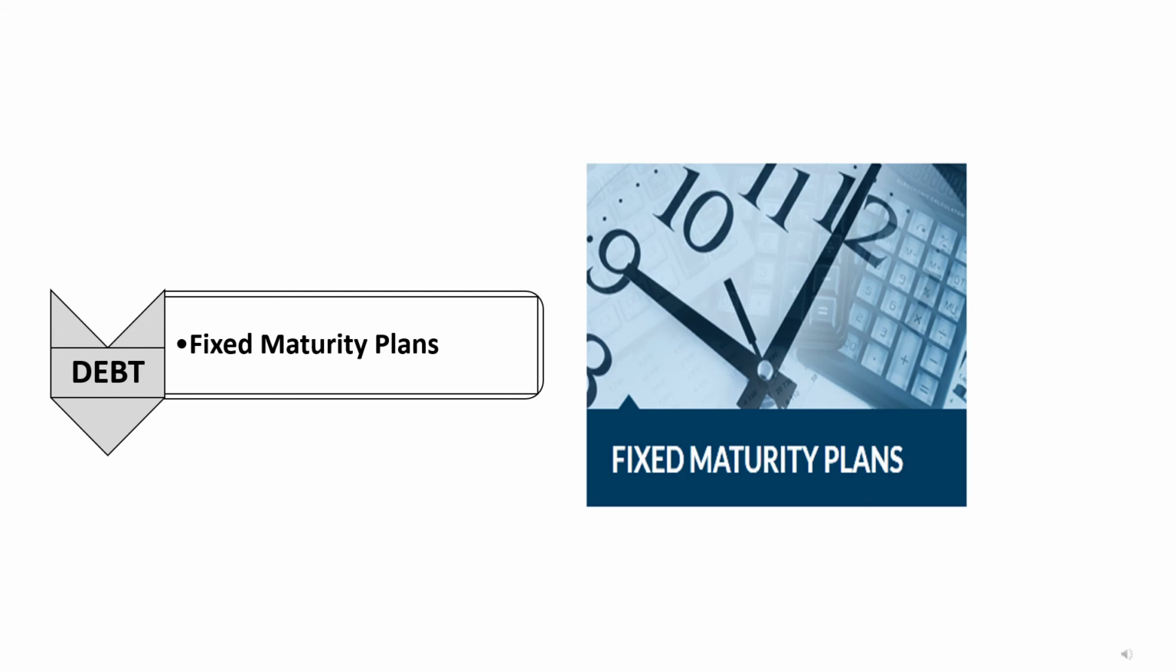An FMP or fixed maturity plan is one of the debt products that are offered to many first-time investors looking for an alternative to fixed deposits because they are tax efficient. Fixed maturity plans are closed-ended debt funds with a maturity period that can range from 1 month to 5 years.